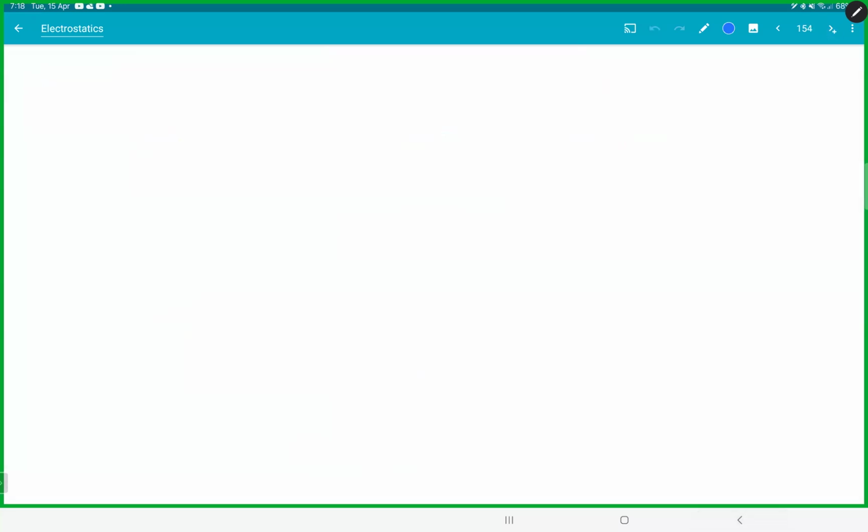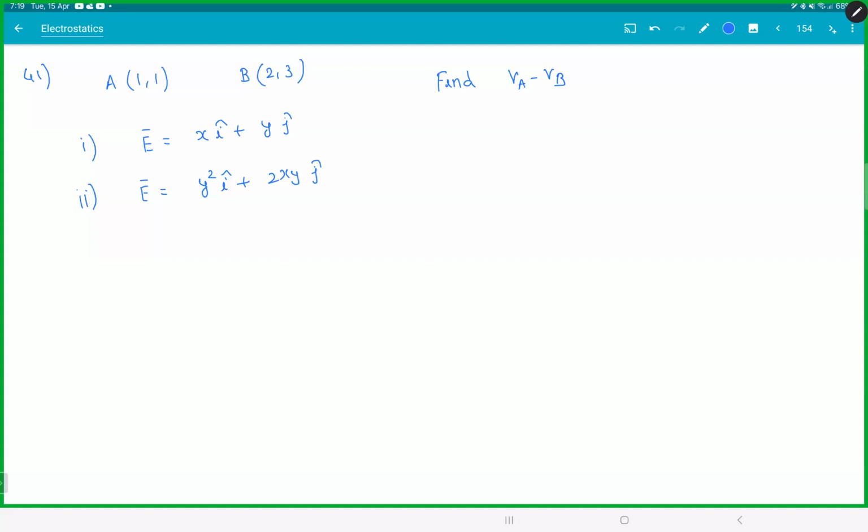Now the other way around. So A is 1, comma 1, B is 2, comma 3. If the electric field in the region is y square i cap plus 2xy j cap, find the potential difference between A and B. Now it is the other way. You have to use the integral form. Now I'm giving you the field and asking the potential difference.